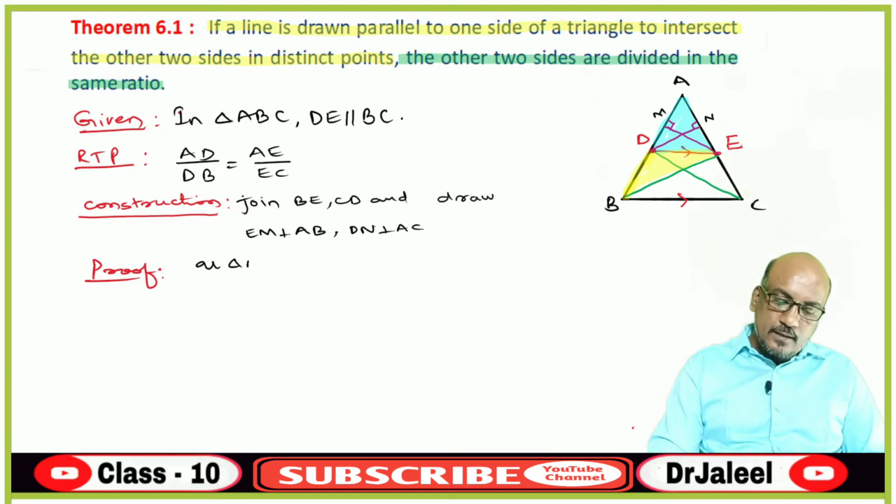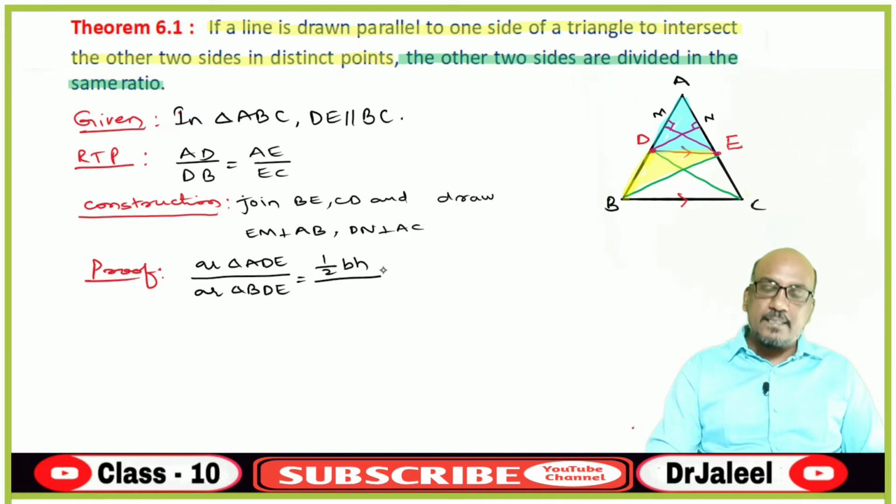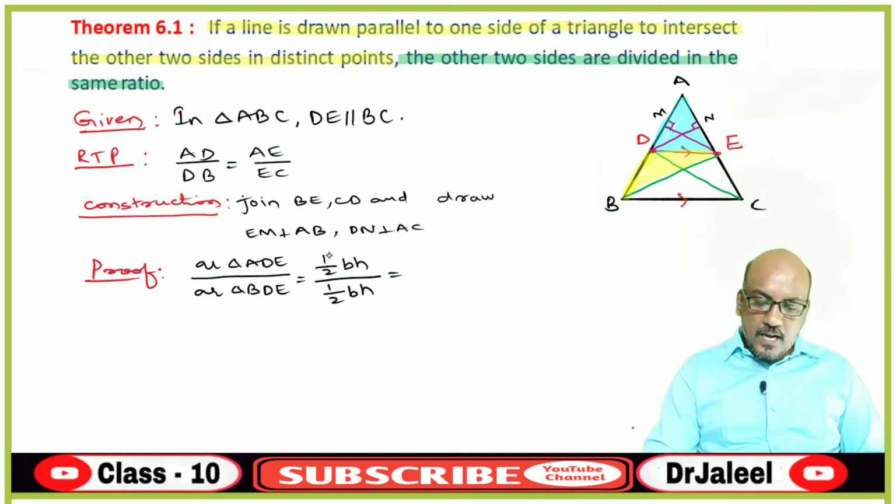Area of triangle ADE by area of triangle BDE. So what is the formula for area? Half into base into height. And for this also same, half into base into height. So half will be cancelled, but base and height are different, so you can't cancel them.